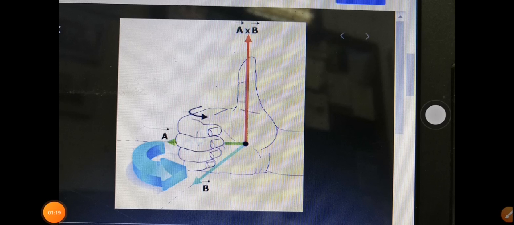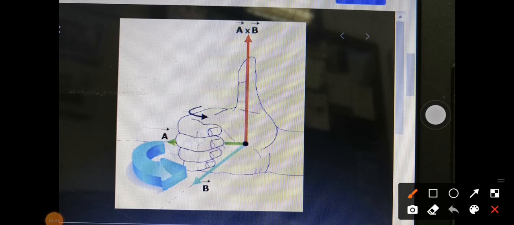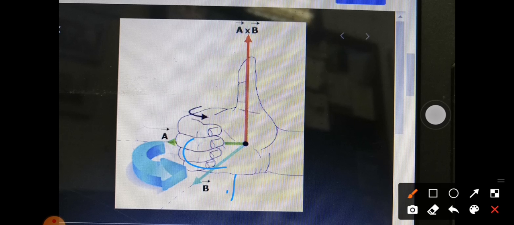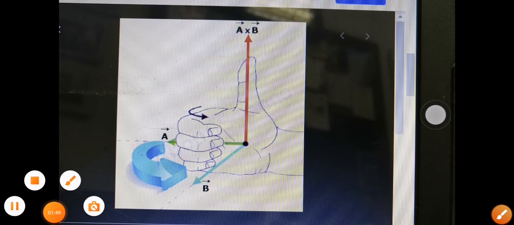According to the right hand rule, we rotate our fingers in the direction of the product. This is the direction of vector A and this is the direction of vector B, and we want to find the direction of A cross B, so we rotate our fingers from A to B. If we rotate our fingers from A to B, the direction of the thumb represents the direction of A cross B. Clearly, if I rotate the fingers from B to A, it is going to be in the downward direction.